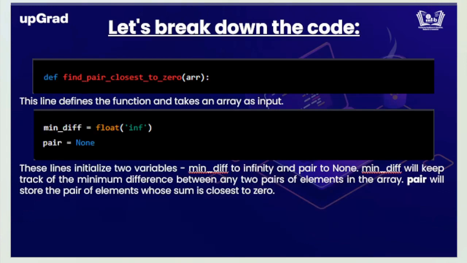Our first line of code defines the function which takes an array as an input. The next two lines initialize the two variables: min difference to infinity and pair to None. Min difference will keep track of the minimum difference between the two types of pairs of elements in the array. The pair will store the pair of elements whose sum is very close to 0.